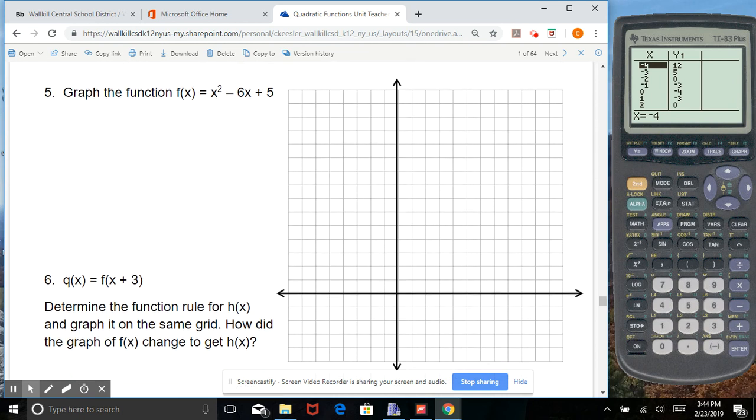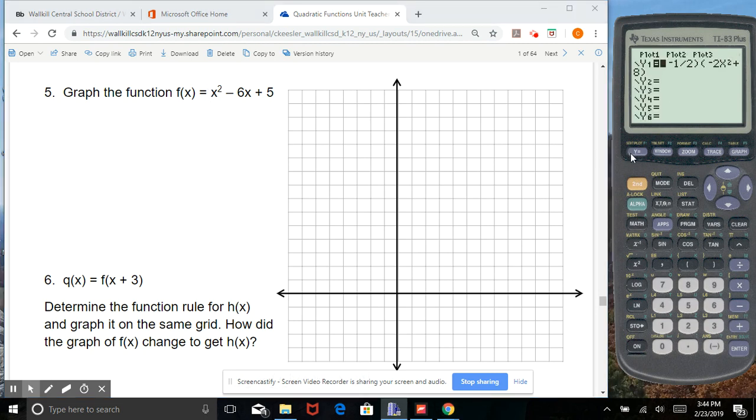Starting with number 5, we're going to graph the function f of x equals x squared minus 6x plus 5. Just by looking at that function, you should notice right away that it has a minimum vertex because of the a value in front of the x squared term. There isn't any a value shown, but that tells us it's positive, so it has to go up and therefore has a minimum value.